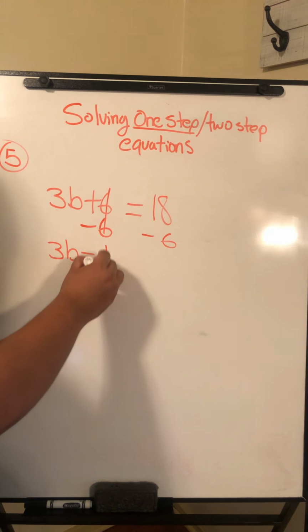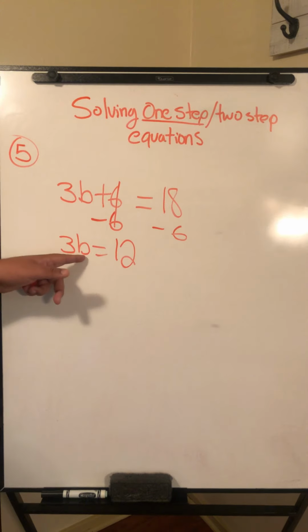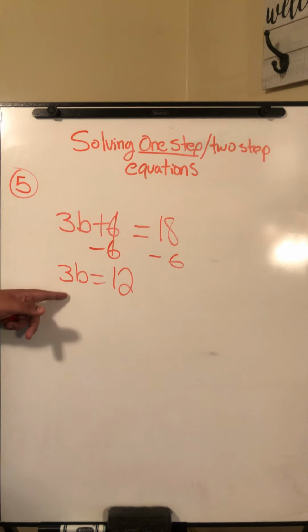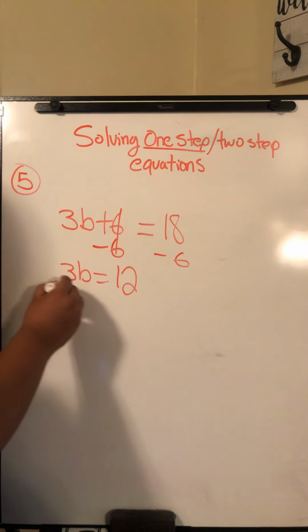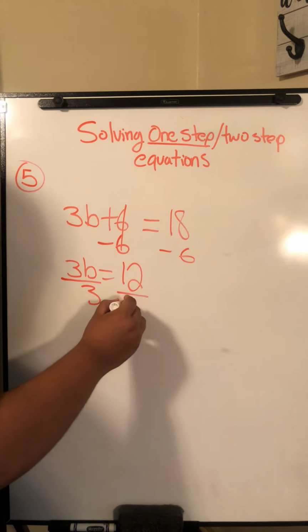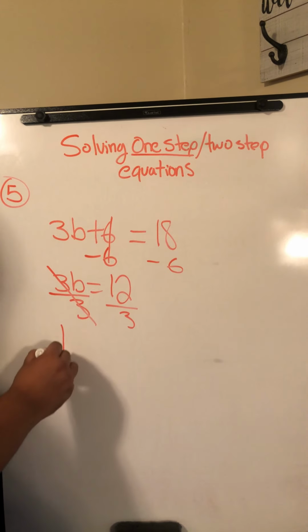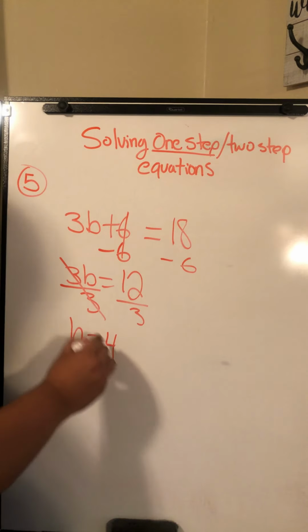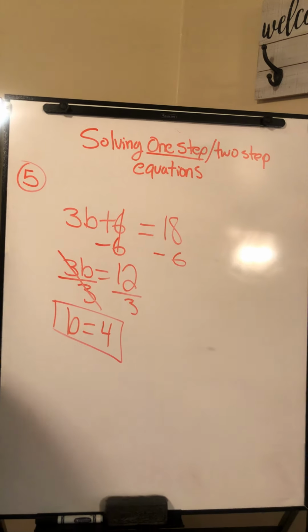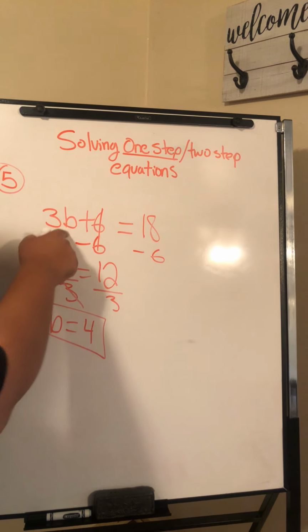That should be 12. And if you look back at the previous problems, you know that this means multiplication. So to get rid of multiplying, you have to divide. That's correct. So divide both sides by 3. This cancels. B equals 12 divided by 3 is 4. And that is your answer. Let's check it out, see if it's correct. We plug in where B is, should be a 4.